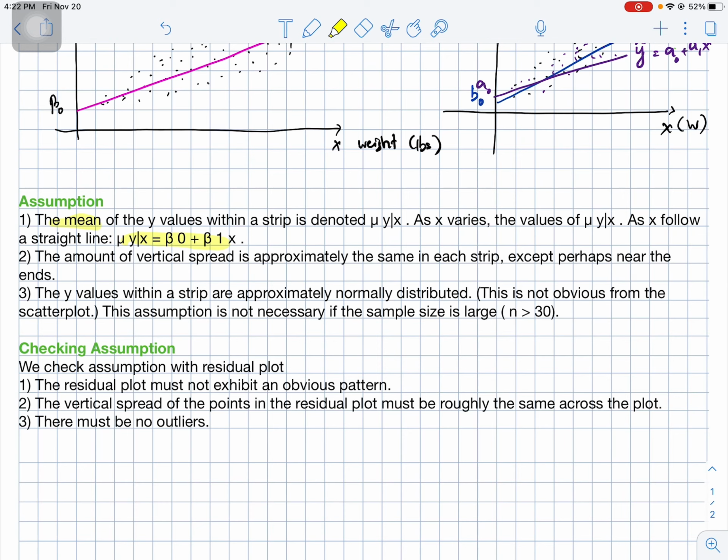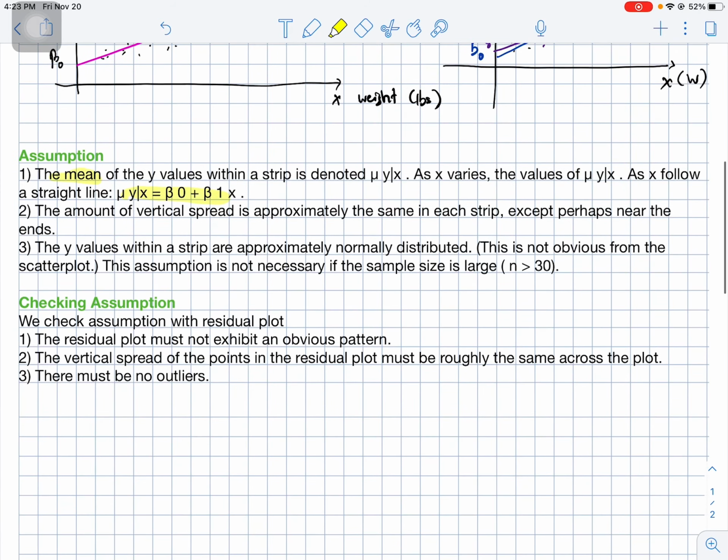Number 2, the amount of vertical spread is approximately the same in each strip, except perhaps near the ends. Number 3, the y values within a strip are approximately normally distributed. This assumption is not necessary if the sample size is large. That means we take a sample size of more than 30.